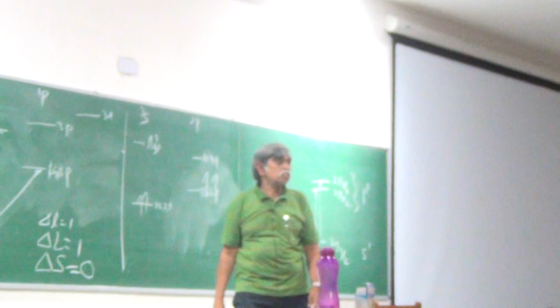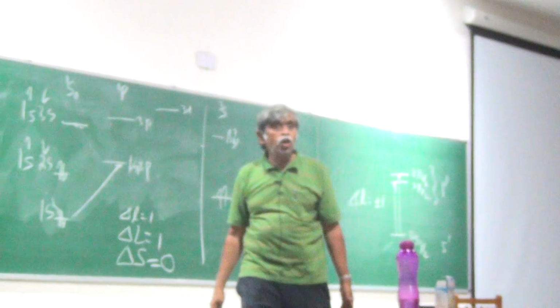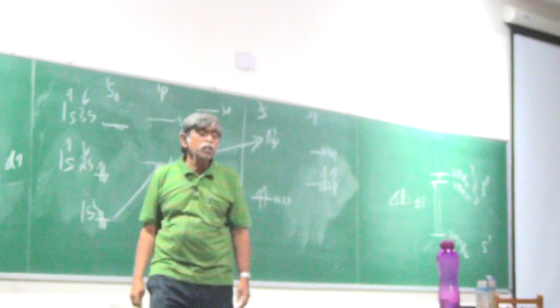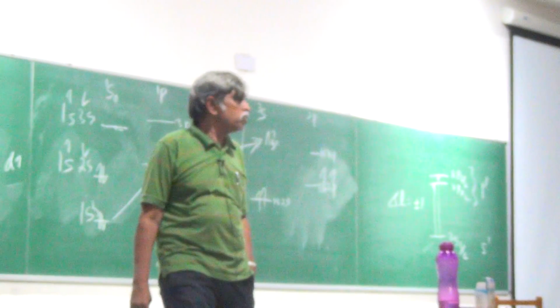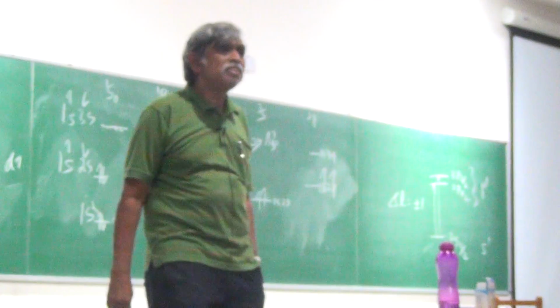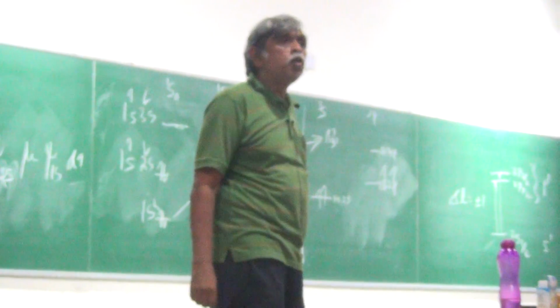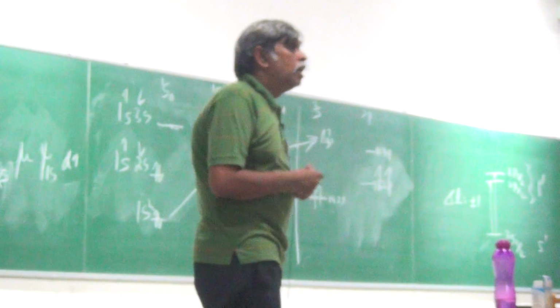So if I gave you a question in which I said, I will mark some transitions on this and tell me which transitions are allowed and which transitions are not allowed. And if you think they are not allowed, tell me why they are not allowed. And if I gave you a transition like this, the first thing you've got to tell me, sorry, that transition isn't going to happen because it is a spin changing transition. Because it is actually a singlet P to a triplet S transition.